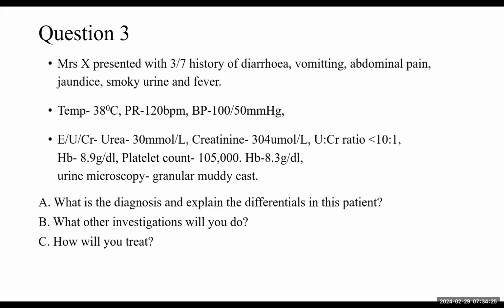Then urea creatinine ratio of less than 10:1, and a hemoglobin of 8.9 grams per deciliter with a platelet count of 105,000. Then there's also another hemoglobin value of 8.3, with a urine microscopy showing granular muddy brown casts. The question reads, what is the diagnosis, and explain the differentials in this patient. Part B says, what other investigations will you do? And C, how will you treat? So looking at this question, if you look at it clearly, there are 2 values of hemoglobin that were given.